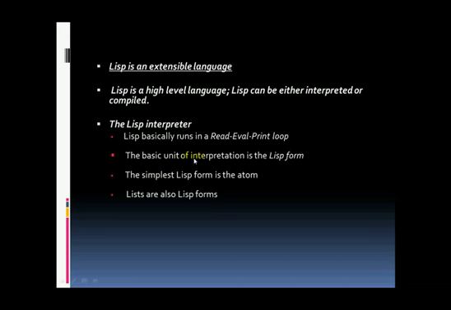The Lisp interpreter. Lisp basically runs in a read-eval-print loop. Whatever is read is evaluated and its value is printed. The basic unit of interpretation is the Lisp form. Whenever a Lisp form is encountered, the interpreter evaluates that form and returns its value. The simplest Lisp form is the atom. Lists are also Lisp forms.